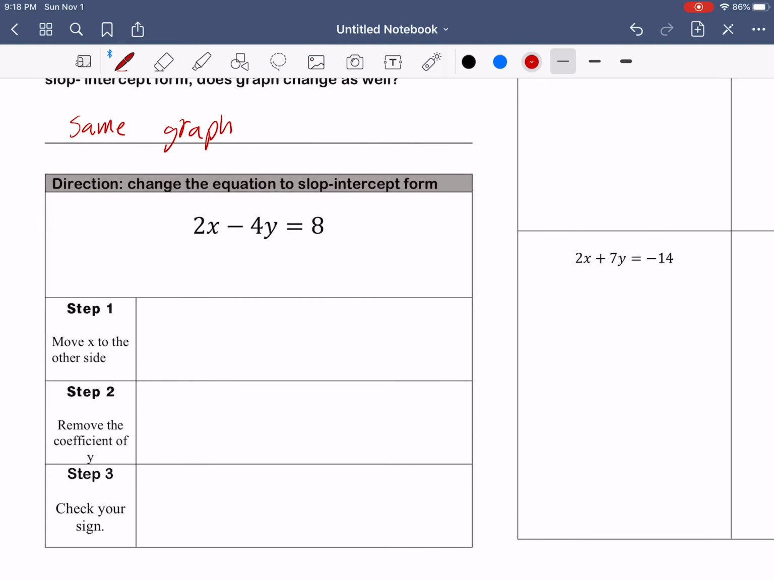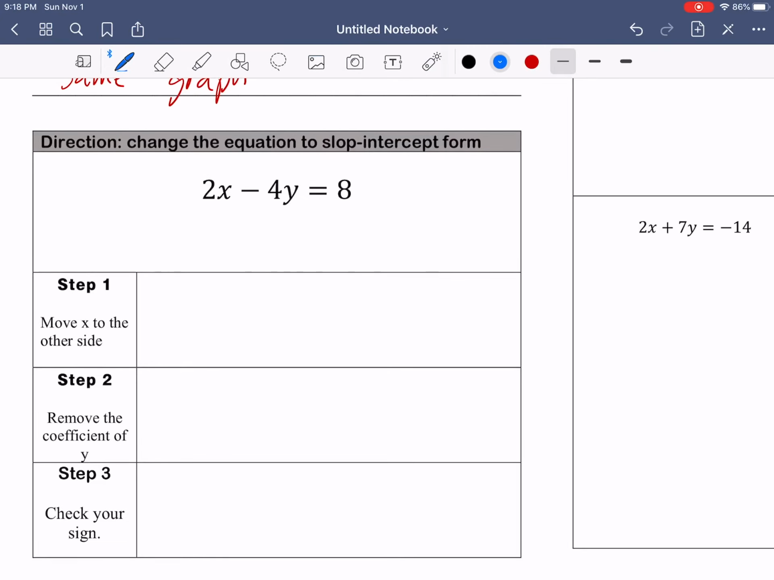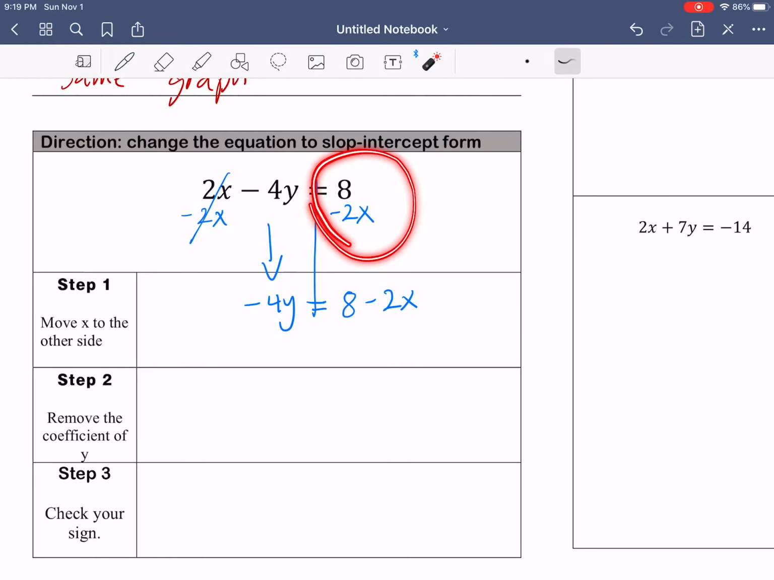So let's solve it. Let's solve for y. In your test, you will have to do this more than 10 times, for sure. So get used to it, okay? You're trying to solve for y. So first, let's move x. Minus 2x both sides, okay? So this one disappears. On your left, you have negative 4y left over. And on the other side, you have 8 minus 2x, because these two cannot be combined, okay?